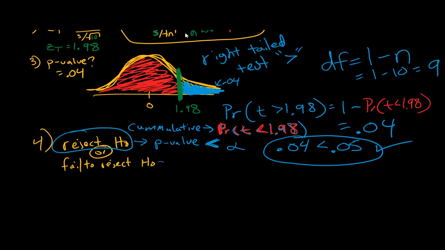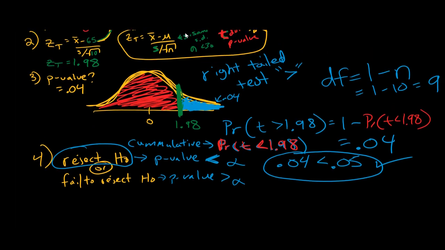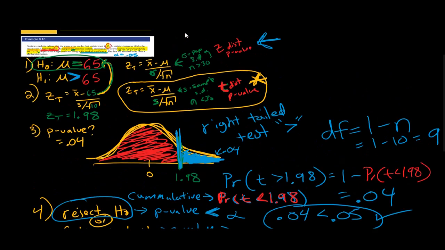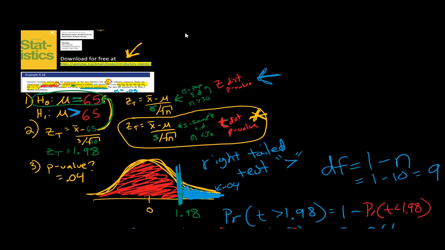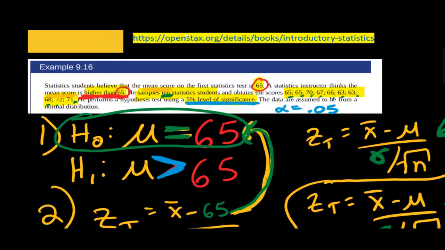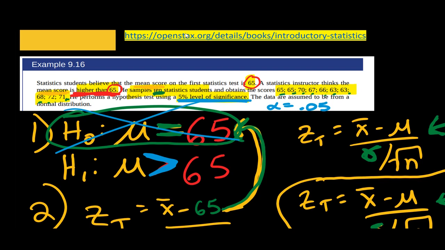Obviously we would have failed to reject the null hypothesis if the p-value was greater than alpha. But we reject it when our p-value is very small, when this 1.98 is extreme, and it is extreme. That area beyond 1.98 is very small, so it's an extreme value. So we have rejected the null hypothesis. Our last step is to say something about the alternative. If we've rejected the null, there's reason to believe the alternative may be true.